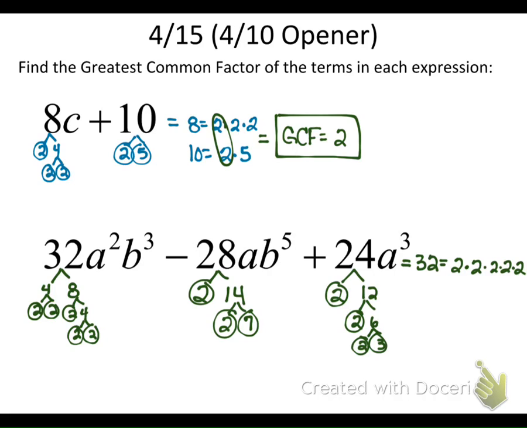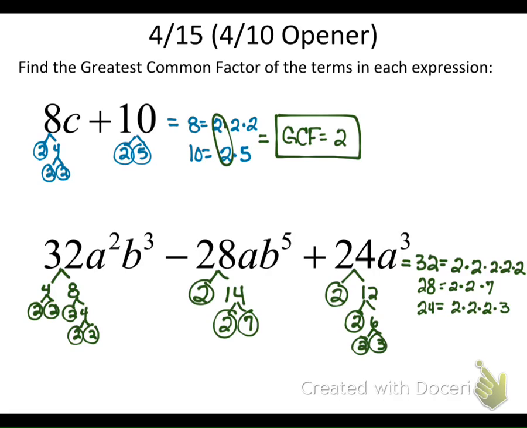Oh, sorry. Okay. So then for 28, I'm getting there, Mackenzie. For 28, I have 2, 2, and 7. There you go. So 2 times 2 times 7. And then for 24, I ended up with 2, 2, 2, and 3. So 2 times 2 times 2 times 3. So now we have to find what all 3 of these terms have in common.